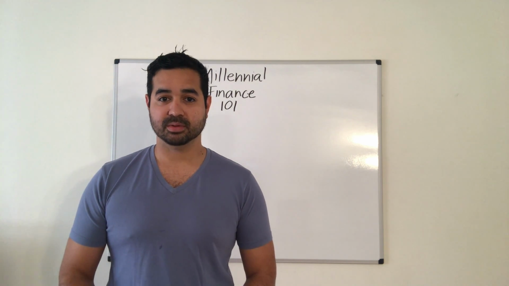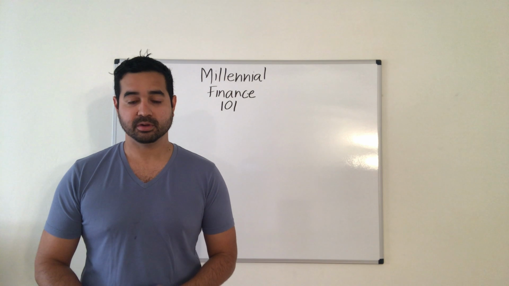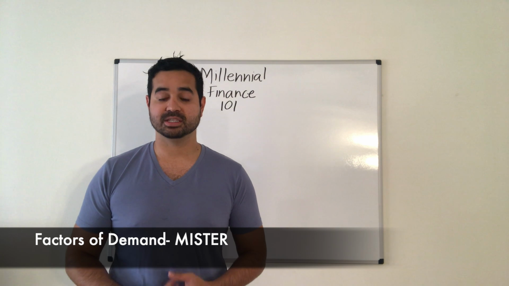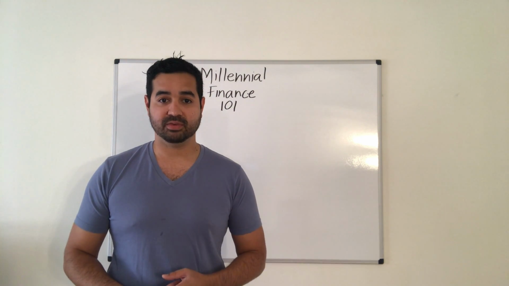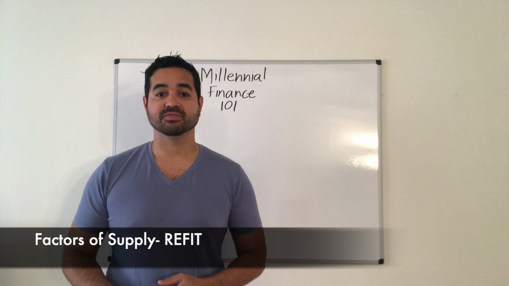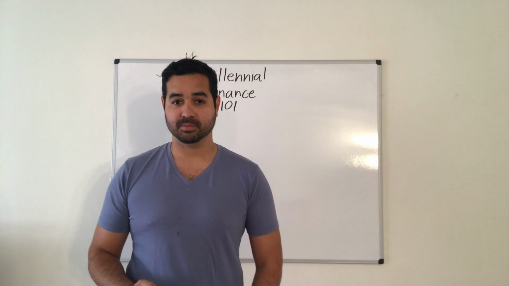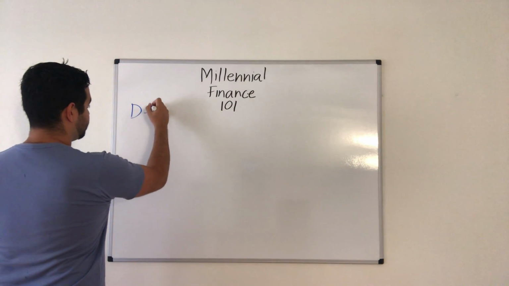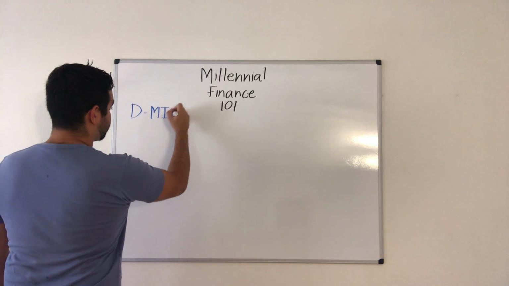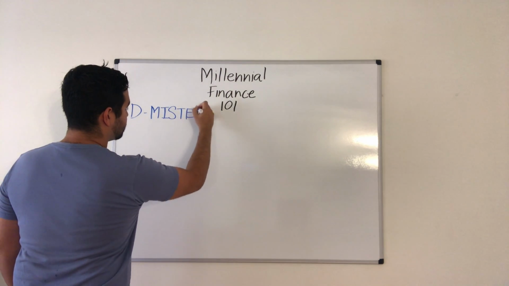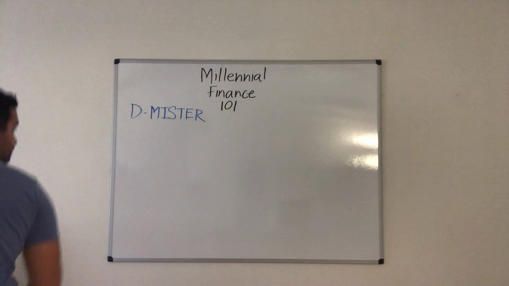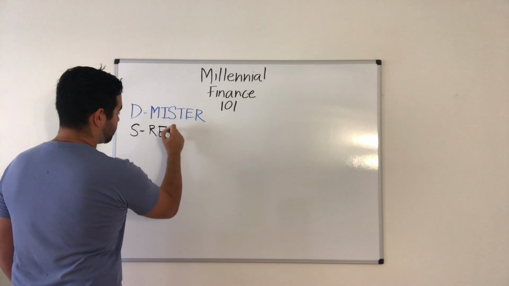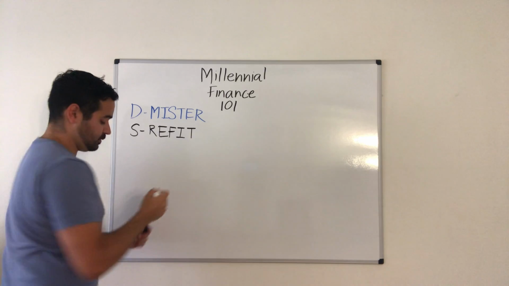First thing I want you guys to remember are the two acronyms I taught you before. The first one, Mr. Those are all the factors of demand that will shift the demand curve. The second, refit. Those are all the factors that are going to shift the supply curve, and those should be committed to memory. So let's write these down. So demand is going to be Mr. And then supply is going to be refit.